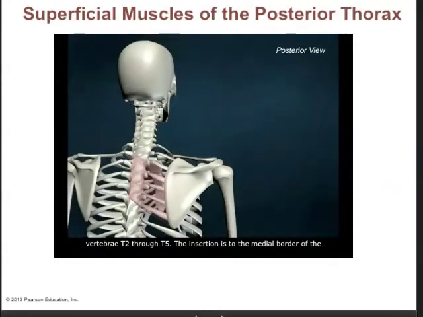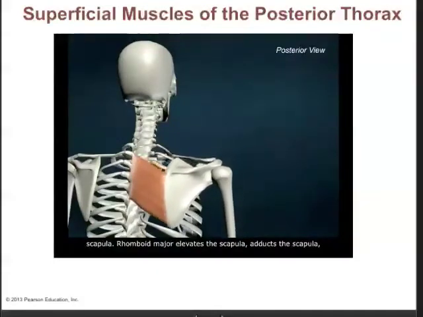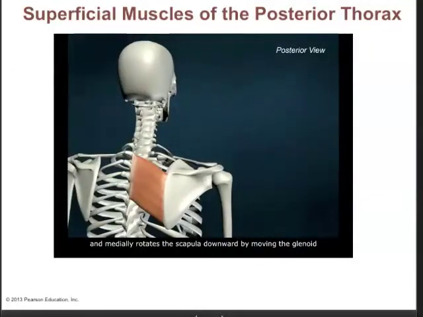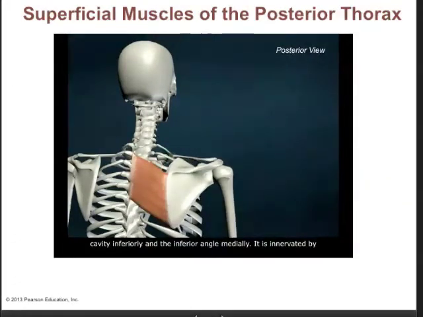The insertion is to the medial border of the scapula. Rhomboid major elevates the scapula, adducts the scapula, and medially rotates the scapula downward by moving the glenoid cavity inferiorly and the inferior angle medially. It is innervated by the dorsal scapular nerve.